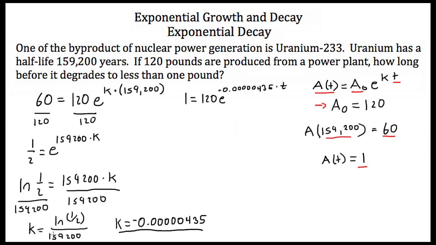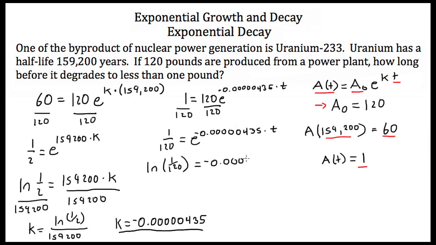Now I have the same steps to solve. I need to isolate my exponential term because my variable is in the exponent. So I'm going to divide both sides by 120. So I'm going to have 1/120th is equal to e to the negative 0.00000435 times t. Write this as a natural log equation. So the natural log of 1 over 120 is equal to negative 0.00000435 times t.